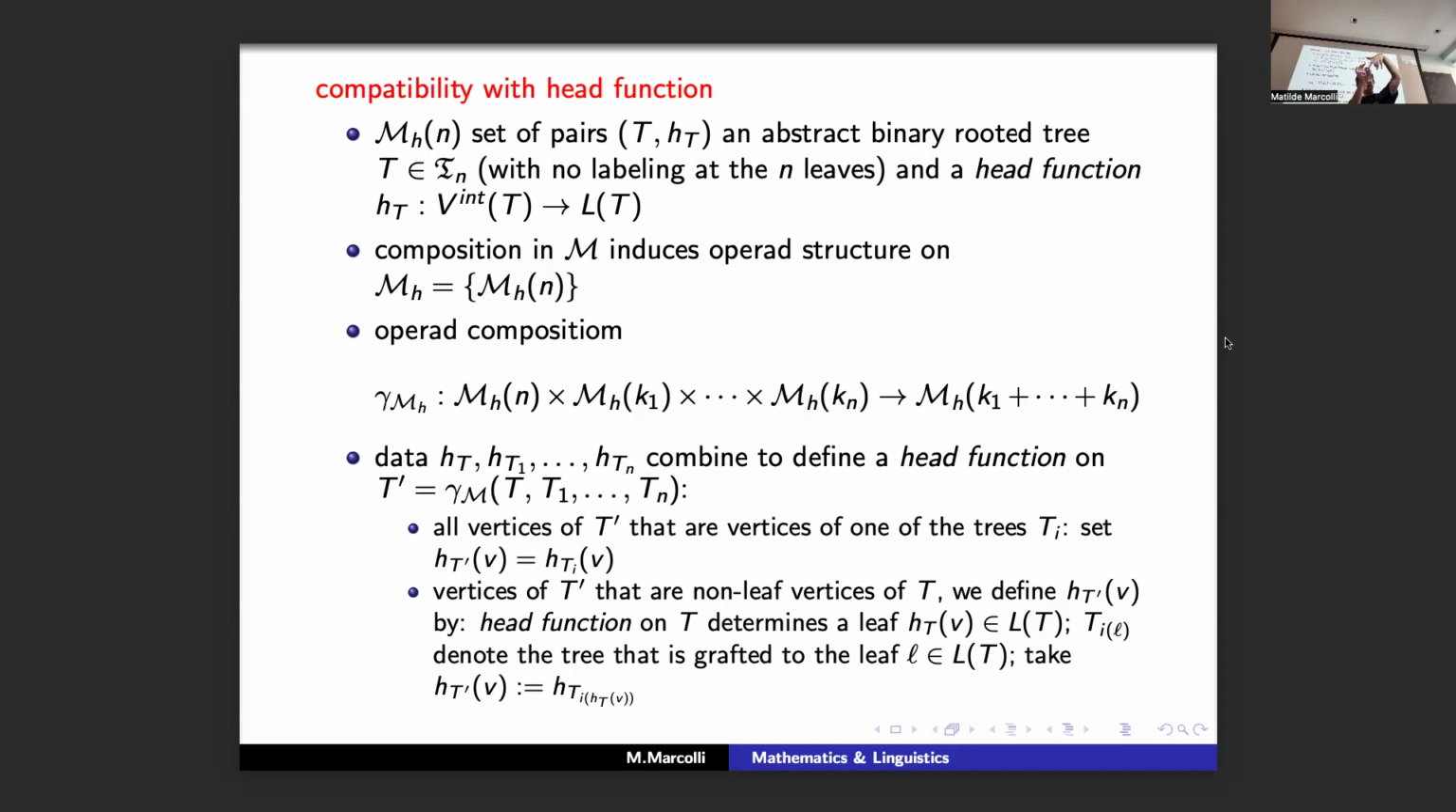leaf, it will go to the head of the tree that I'm plugging in there. So if that leaf stopped there, that would be the maximal projection of the head of the tree that I'm plugging in. If it goes somewhere above, that would be the maximal projection on the entire structure. So this is compatible with the property of being a head. So if you have assigned heads, then they do combine well with respect to this operad composition.